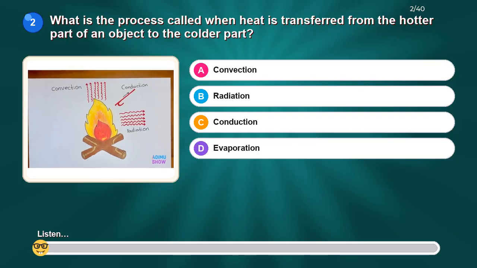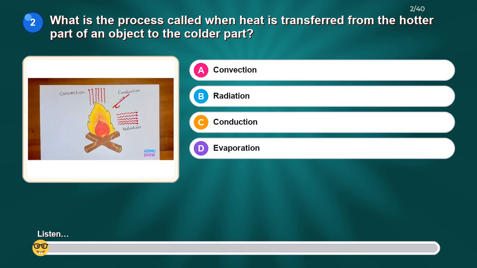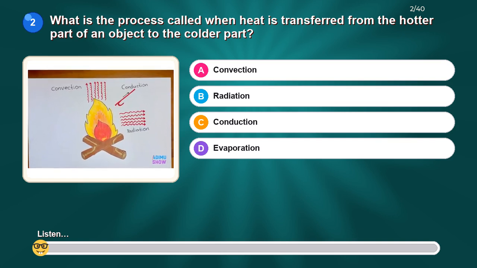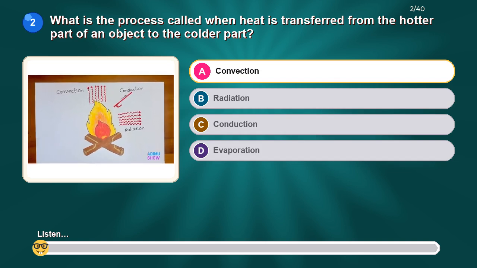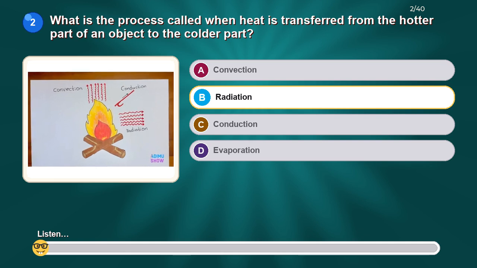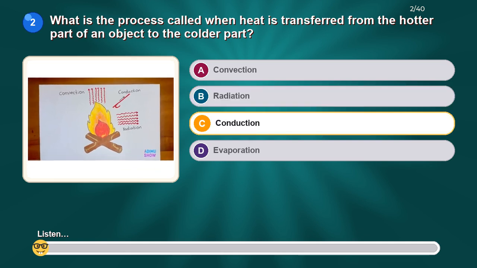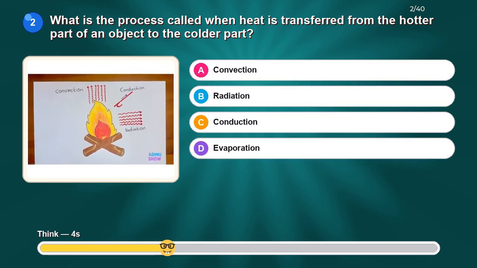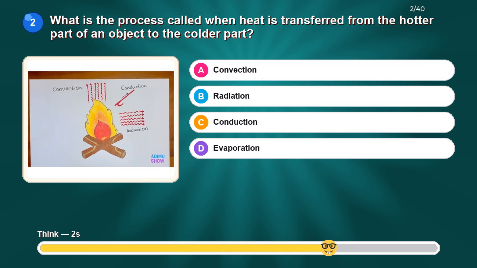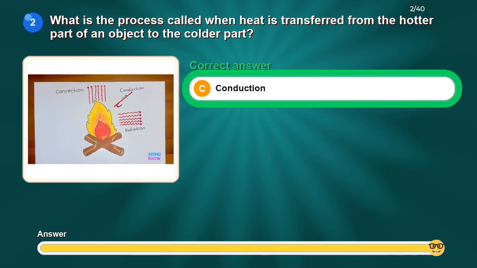What is the process called when heat is transferred from the hotter part of an object to the colder part? Option A, convection. Option B, radiation. Option C, conduction. Option D, evaporation. The correct answer is conduction.